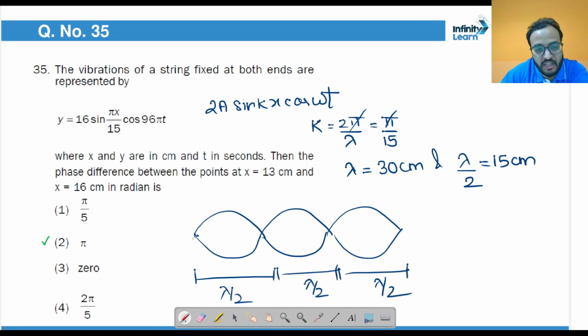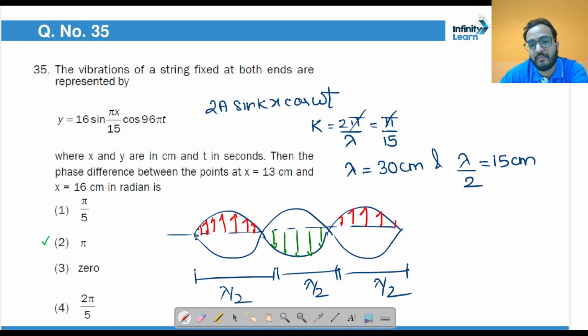Okay. So when we are talking about 2 points, what happens? All these particles here have gone up, and all these particles here have gone down, and again all these particles here have gone up. Now remember, the particles of the same segment don't have any phase difference. They go together up, they come together down, right? They come down together, they go up together. But when I talk about the particles of two adjacent segments, then what happens?